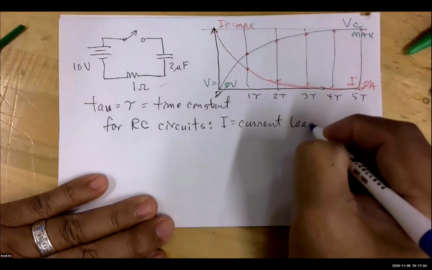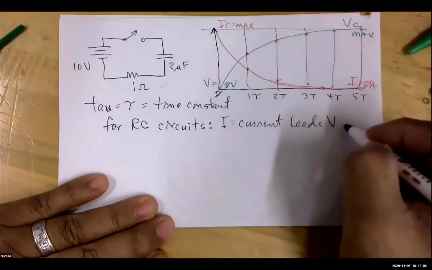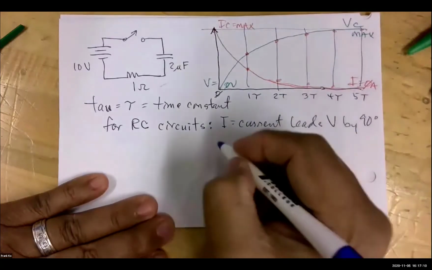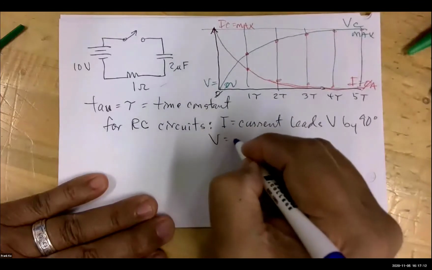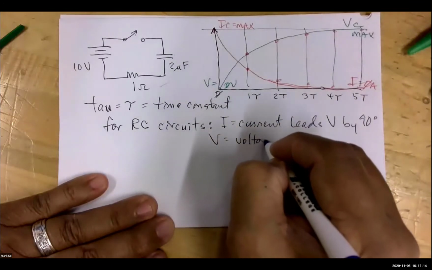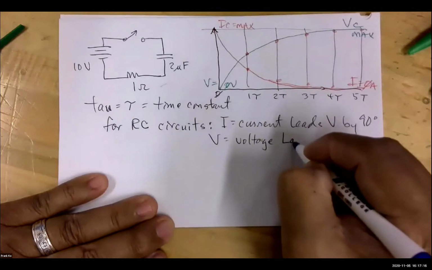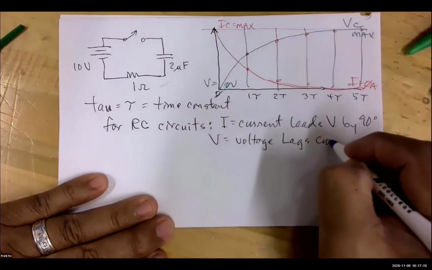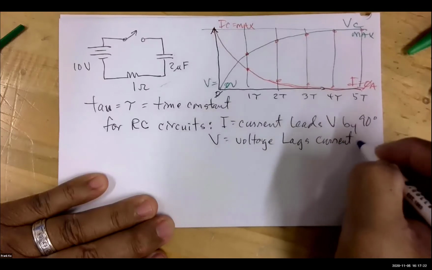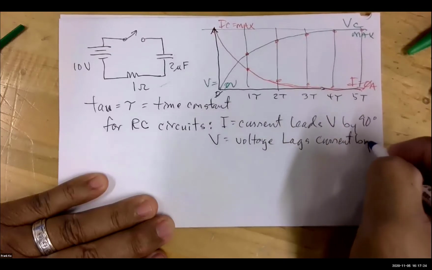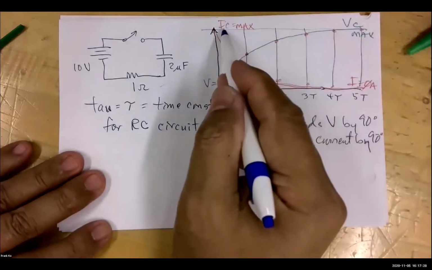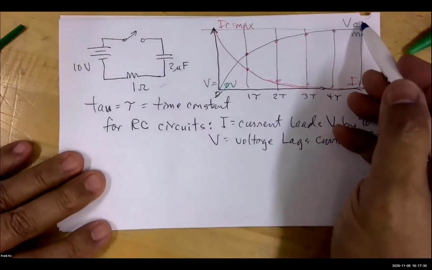leads V by 90 degrees. We can also say V, which is equal to voltage, lags current by 90 degrees. Current comes first, voltage comes after.